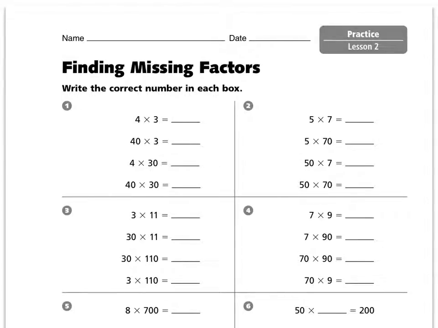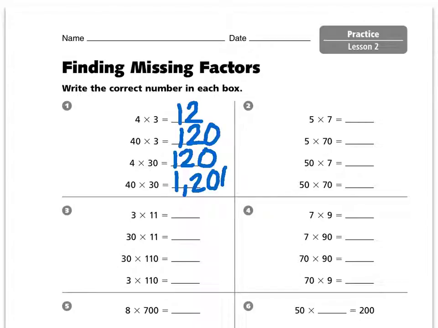Let's look at Chapter 13, Lesson 2, Practice, Finding Missing Factors. Write the correct number in each box. I know that 4 times 3 is 12. 40 times 3 would be 120. 4 times 30 would be 120. And 40 times 30 would be 1,200.